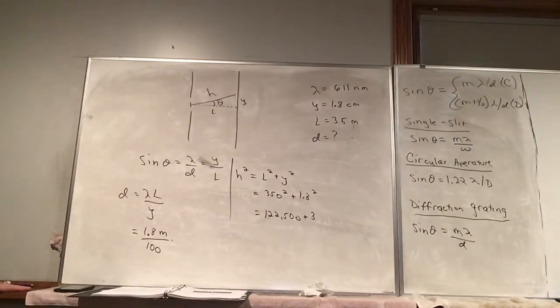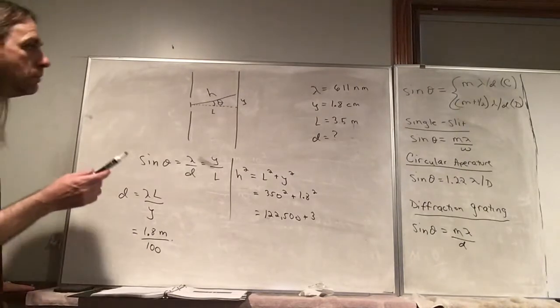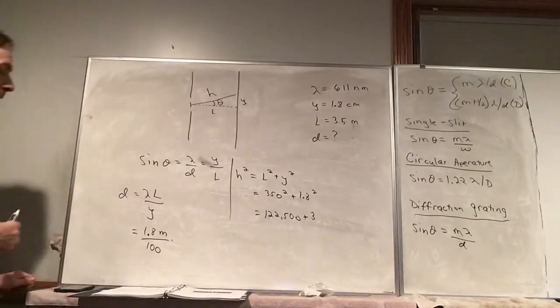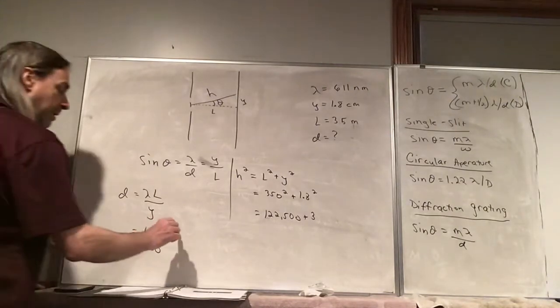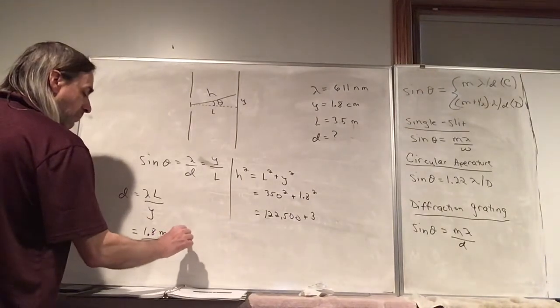Let's see. Yeah, we've got all different units here. So probably best just to convert everything to meters and get an exponent to see what prefix to use. L is 3.5 meters.